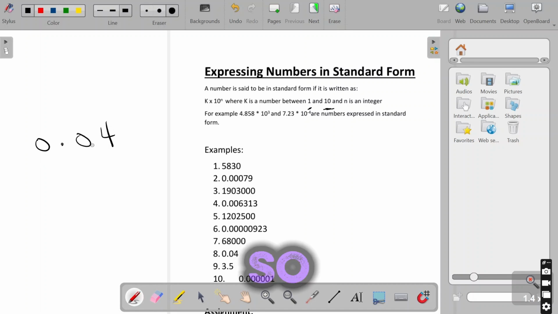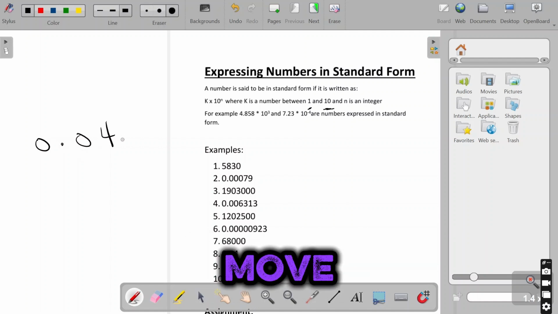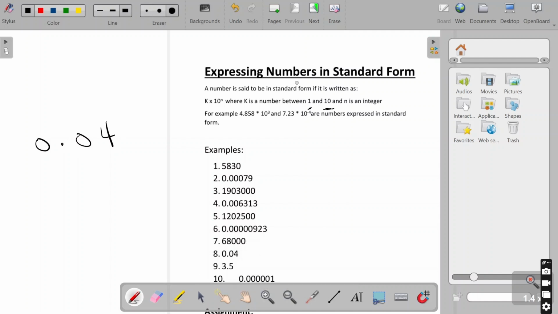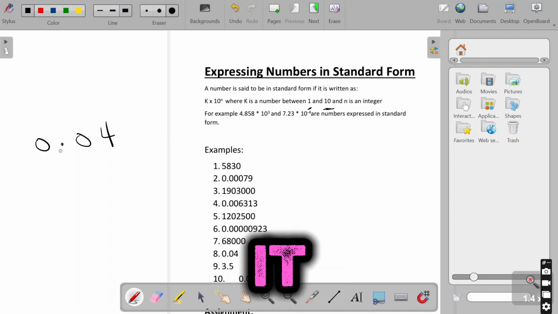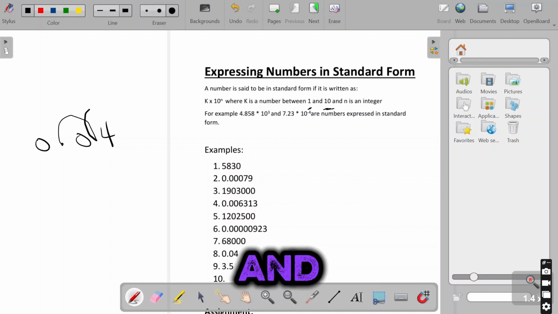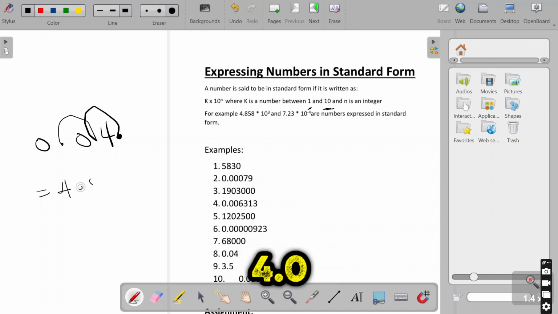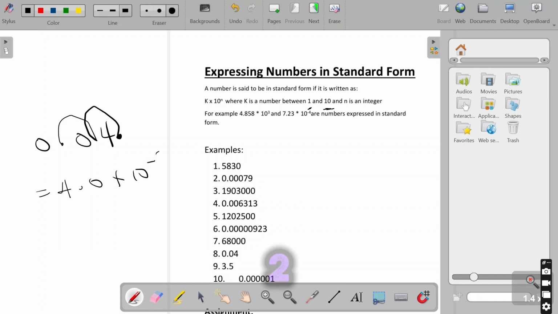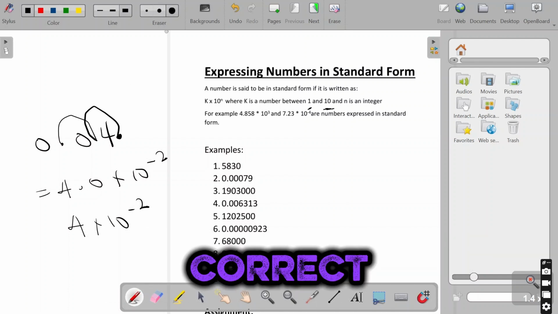0.04. So how do we treat this? We can't stop the decimal point here, you have to move it behind 4 so that it gives us a number between 1 and 10. That's the essence of standard form. It must give you a number between 1 and 10. So we move it twice. We have 1 and 2. So we can write it as 4.0 times 10 raised to power minus 2, or 4 times 10 raised to power minus 2. Whichever is correct.